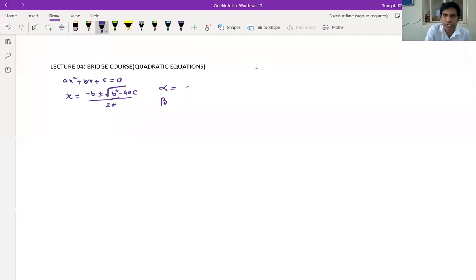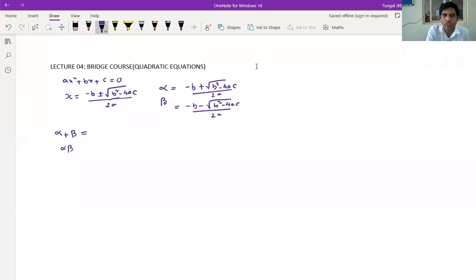Let us take alpha as (-b + √(b² - 4ac)) / 2a. Then what should we take as beta? Nothing but (-b - √(b² - 4ac)) / 2a. Like that you can interchange alpha and beta. If one is taken as alpha, the other is taken as beta. And also in the last class we discussed the sum of the roots and product of the roots formulas.